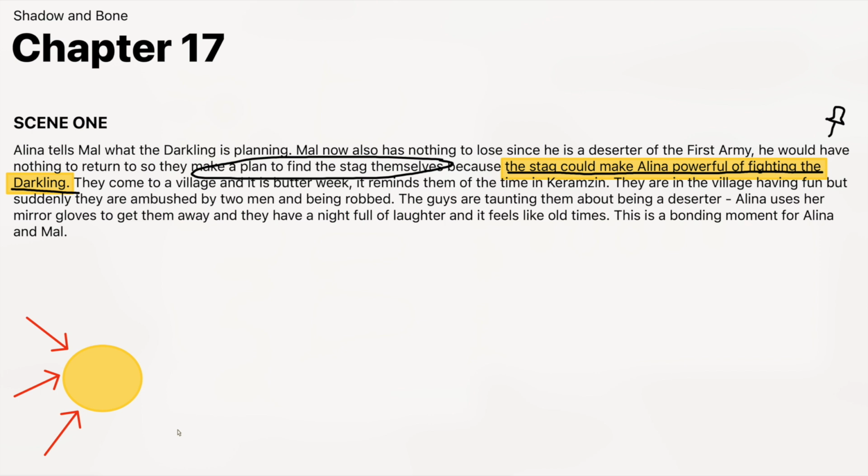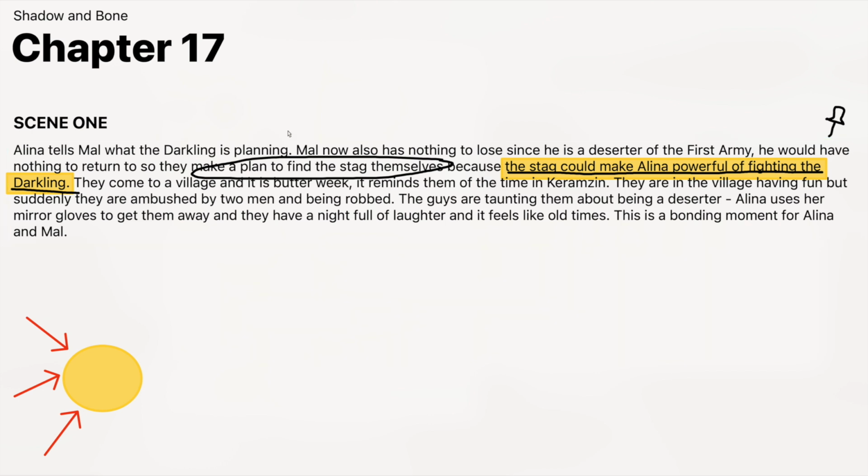Alina uses her mirrored gloves again to get them away, and they end up having a night full of laughter, and it feels like old times. They get back to a safe camp, they start laughing about how crazy that was, and it's a bonding moment for Alina and Mal. We do have another bad guy closing in, so another moment of, oh my gosh, are they gonna get caught as they're running on this doomed plan? We also have this bonding scene between Alina and Mal, which progresses their romantic plot relationship forward.